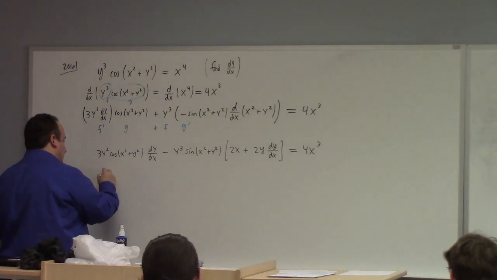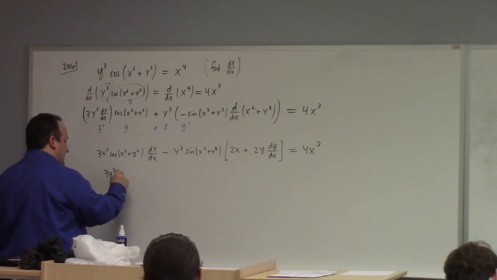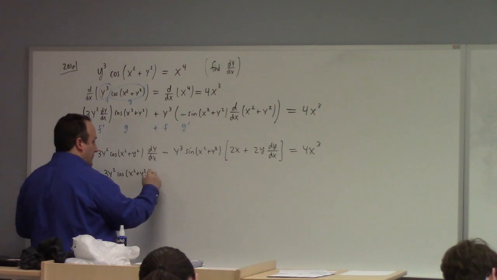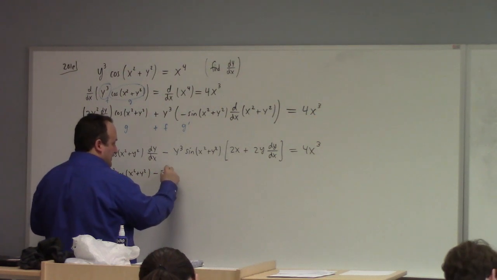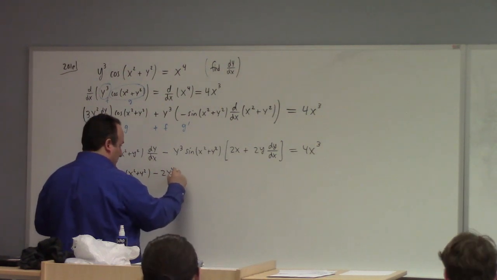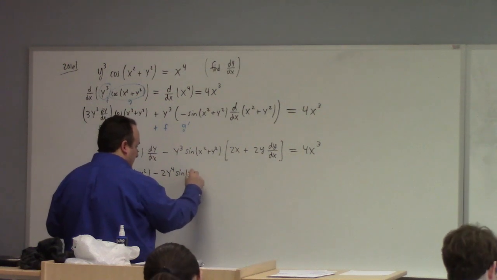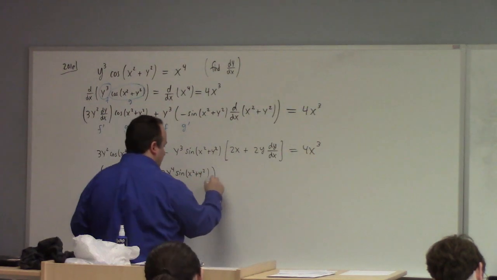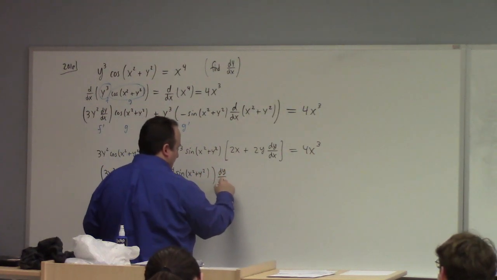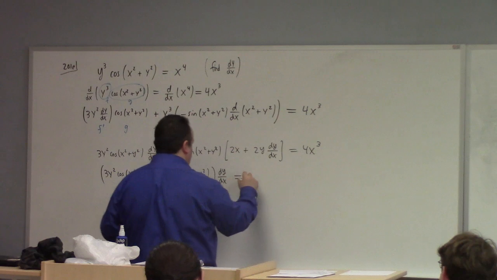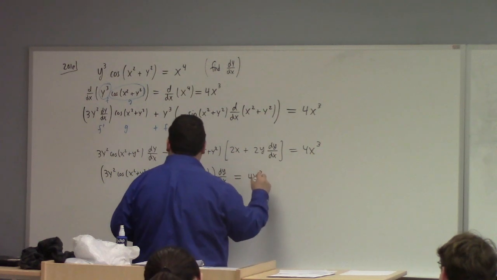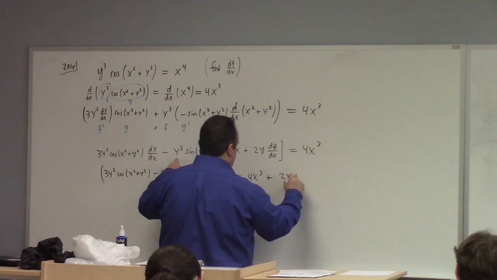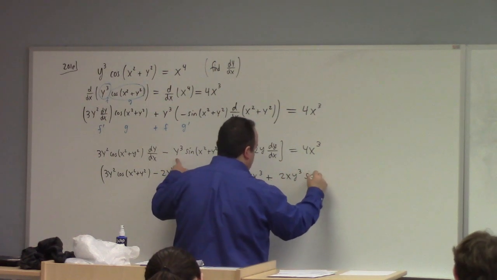So like here, I get 3y squared cosine of x squared plus y squared, minus 2y to the fourth power sine of x squared plus y squared, all of that times dy dx is equal to, you got yourself a 4x cubed over there, but let's add a plus 2x y cubed sine of the sum of x squared and y squared.